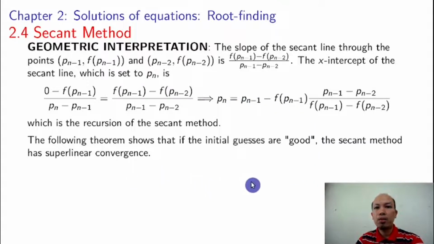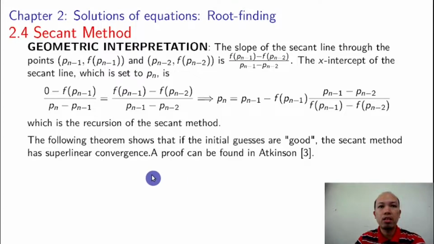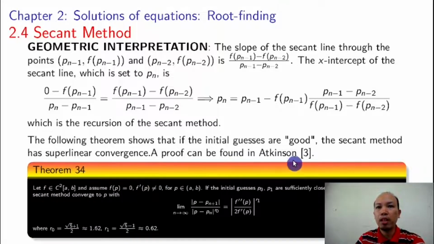The following theorem shows that if the initial guesses are good, the second method has superlinear convergence. So the second method, don't forget, has superlinear convergence. For Newton's method, we have quadratic convergence, and for the bisection method, we have linear convergence. A proof can be found in Atkinson. Anyway, I found a book from where I located the proof of this theorem 34.